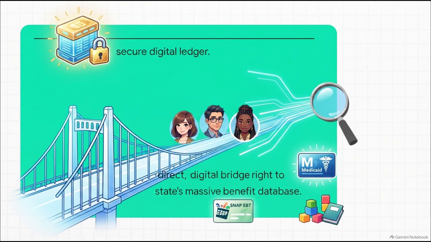Through this portal, designated household caseheads, and we'll get to what that means in a bit, are granted full administrative control over their state benefits. That means you can track your Medicaid, your SNAP, and even childcare scholarships, all in one central location.